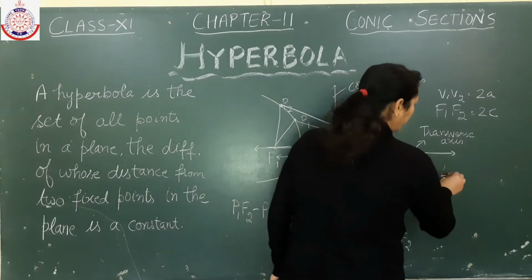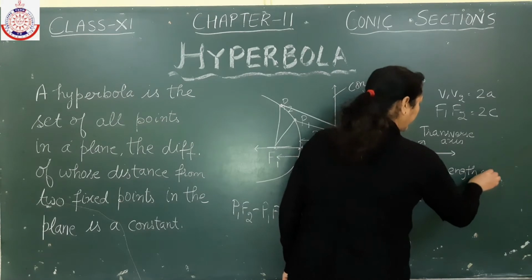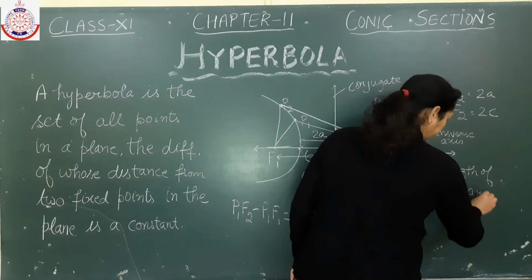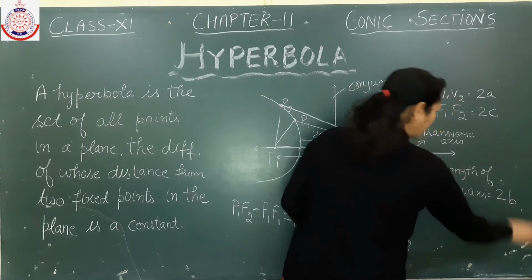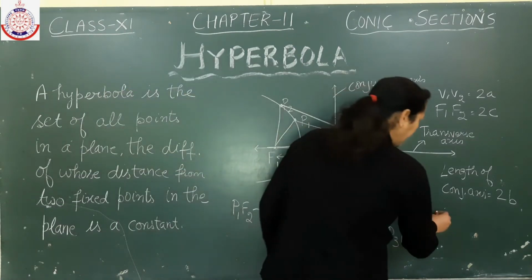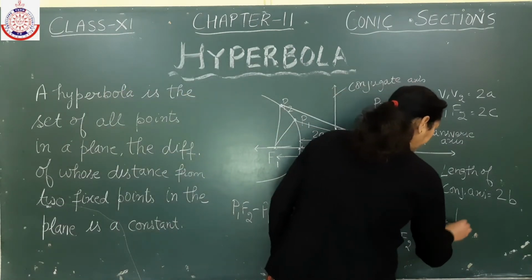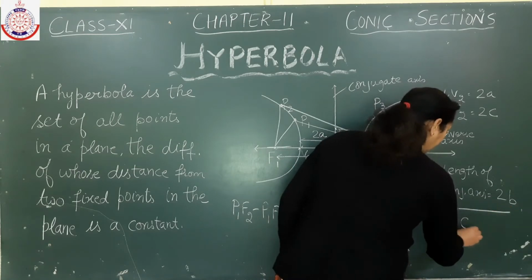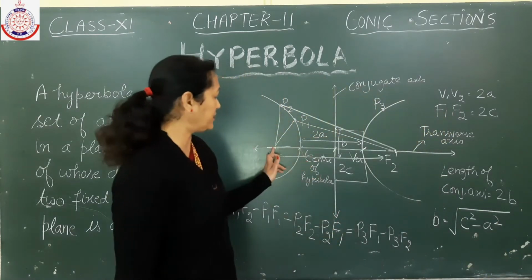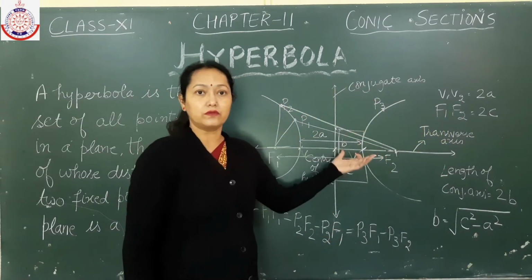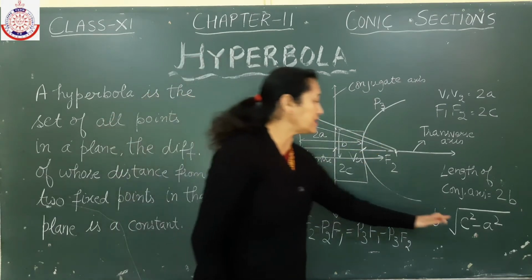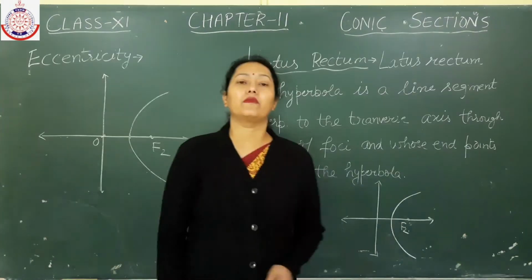So length of conjugate axis is given by 2b, and as we have done in ellipse also, relation between a, b and c can be given as, here it will be c square minus a square. Length of this focus points is more than the length of the conjugate axis. So it will be b equals c square minus a square under root.